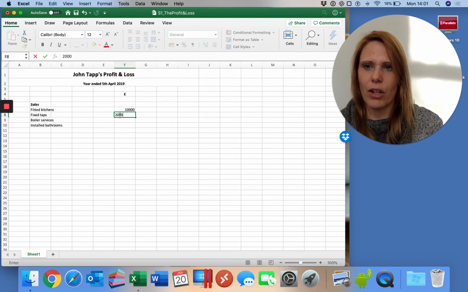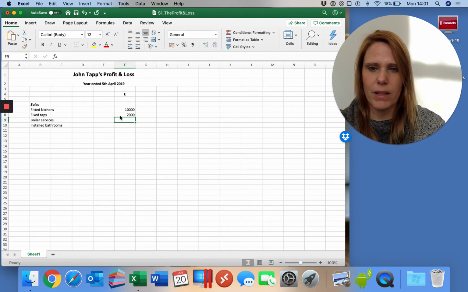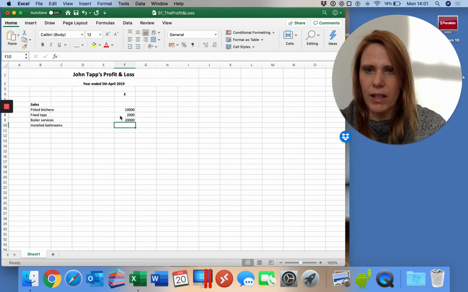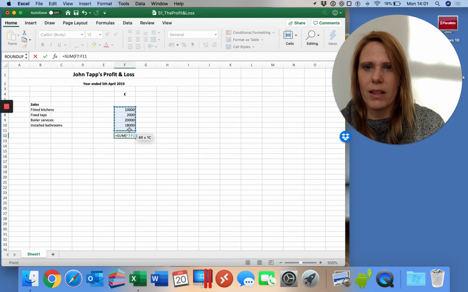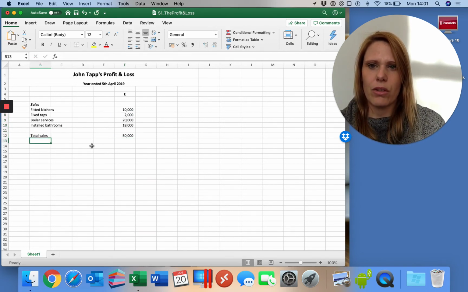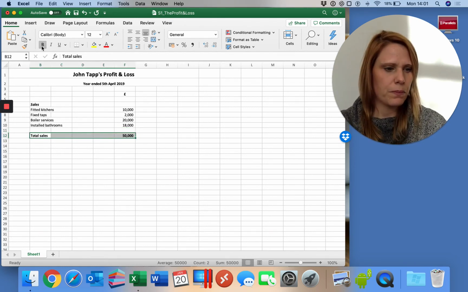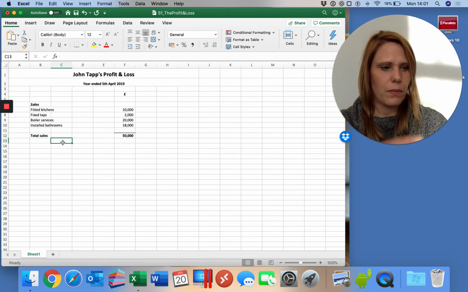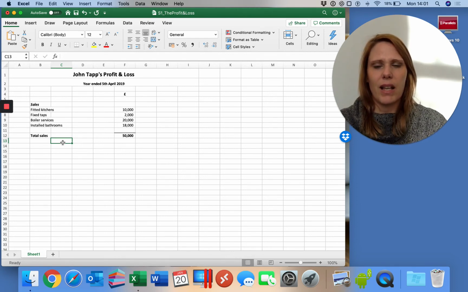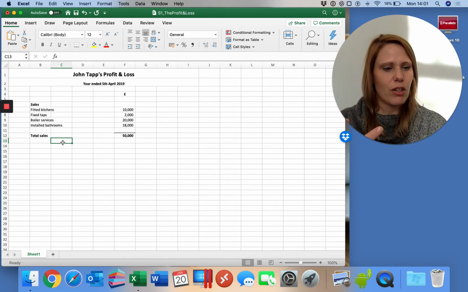Now, fitting taps doesn't earn quite as much, so he's going to service some boilers, which earns him a lot more. And then finally, he is going to install bathrooms. And we're going to add these up and check that John does indeed earn £50,000. Okay, so these are John's total sales. Okay, so all John is doing here is simply recognising in Excel his sales, and he's split it for the different categories.